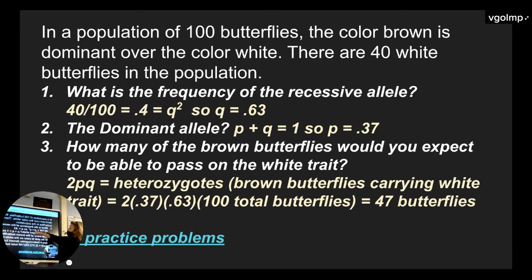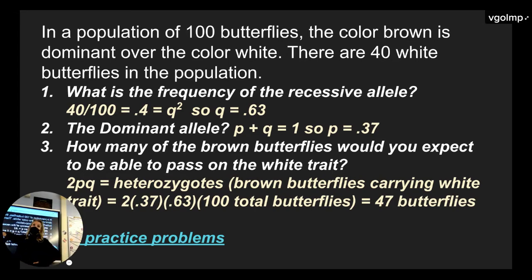Come on in. Once I have my Q squared value, I can take the square root. When I take the square root, and this is where you would screw up if you didn't use your calculator, right? If you didn't use your calculator, you might have gotten a different number there, okay? So when I take the square root, I get Q is 0.63. Once I know that Q is 0.63, then I can solve for P. So the dominant allele is P plus Q equals 1.